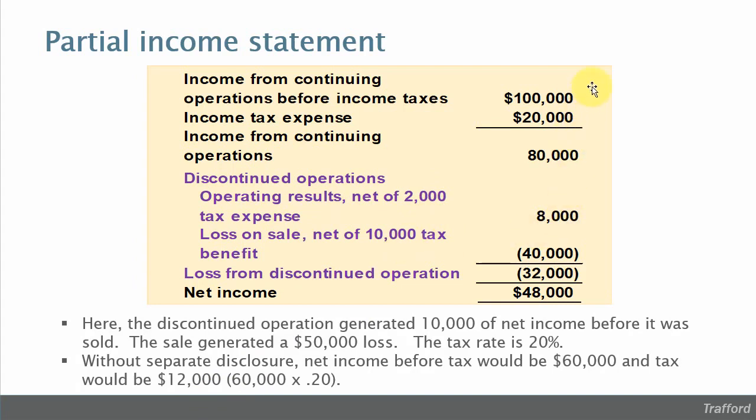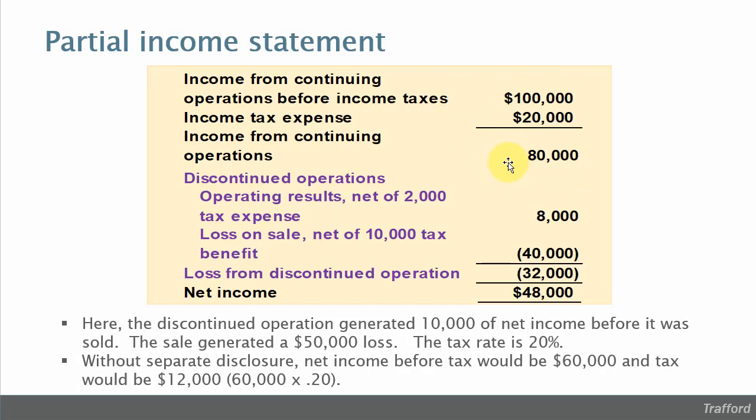If you look at how this is reported, we take our income from continuing operations and simply multiply that by the 20% tax rate, and that gives us the $20,000 of tax expense. Income from continuing operations after taxes, therefore, is $80,000. If the company had never owned this business, they would have had income of $80,000. So this is the income that is more likely to be there next year, and that's why this is an important number for investors to be able to see.